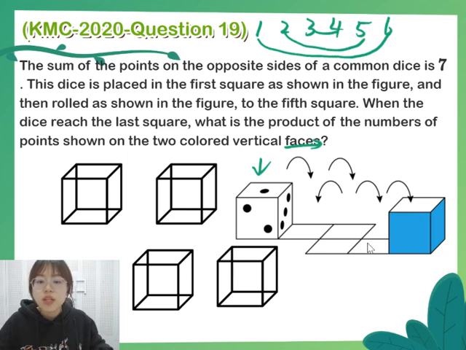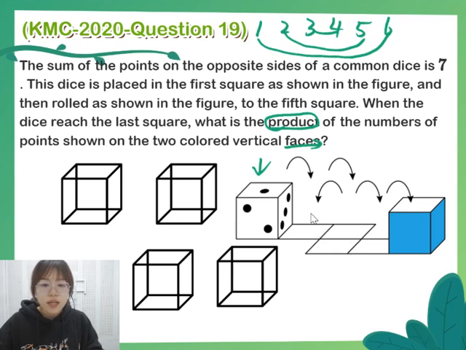When the dice reaches the last square, what's the product of the numbers of points shown on the two colored vertical faces? Here, one very important thing is that it asks for the product. The product means we need to multiply together, and the result we call the product.